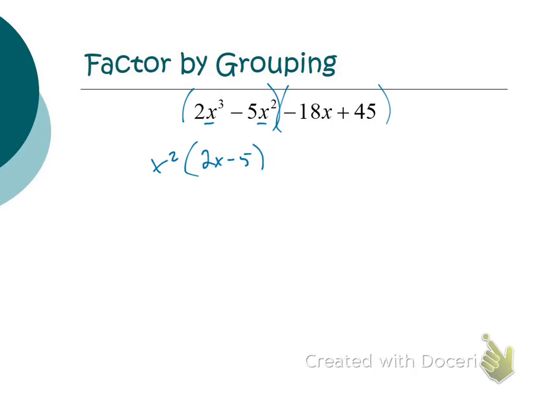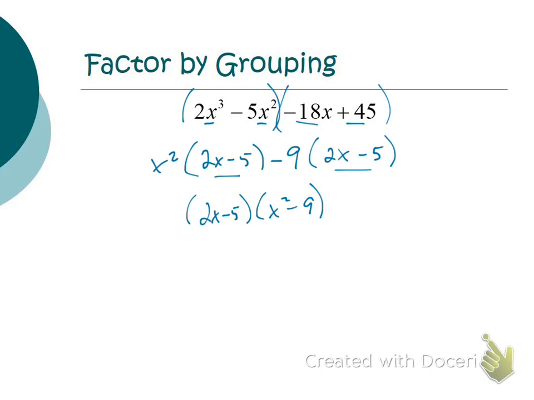And then over here I factor out a negative 9, I believe. Negative 18 divided by negative 9 is 2. 45 divided by negative 9 is negative 5. And so we see that we have the same set of parentheses here. So our factors become whatever is inside the parentheses times whatever is outside the parentheses. I want to do a quick check.